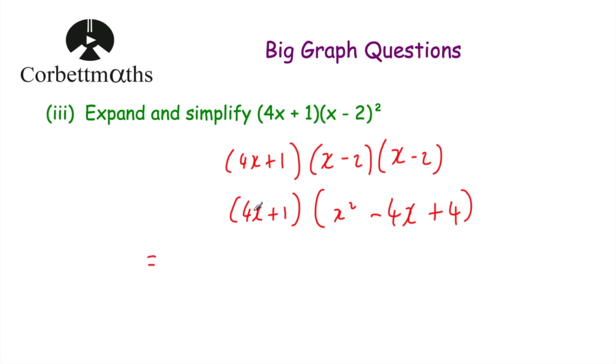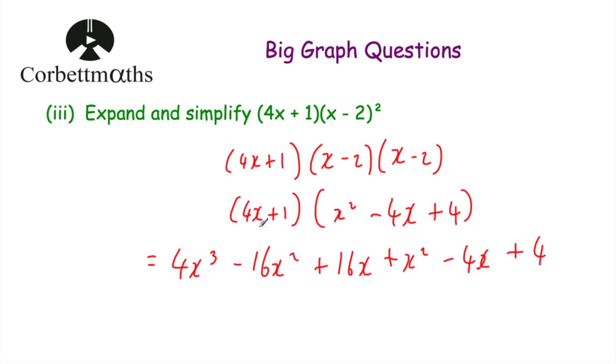So when we do that, timesing everything by 4x will be 4x cubed, because 4x times x squared is 4x cubed. 4x times minus 4x would be minus 16x squared. And finally, 4x times 4 would be plus 16x. So we've times everything in the brackets by 4x. Now we're going to times everything in the bracket by 1. So 1 times x squared would be plus x squared. 1 times minus 4x would be minus 4x. And 1 times 4 is equal to 4. So that's fantastic. We've expanded the brackets.